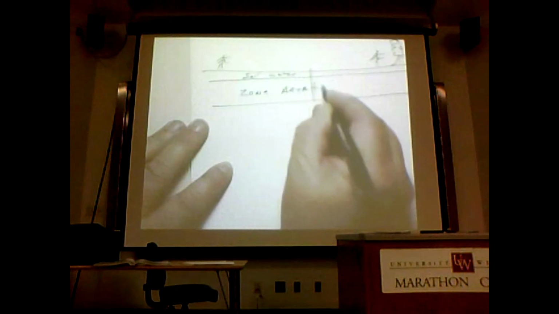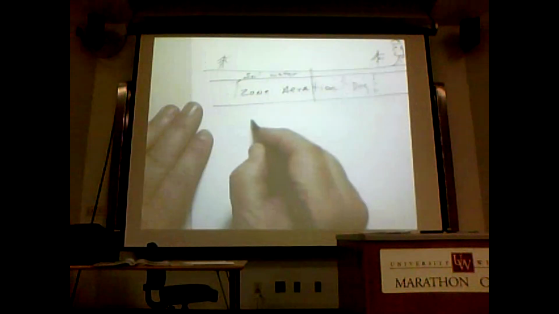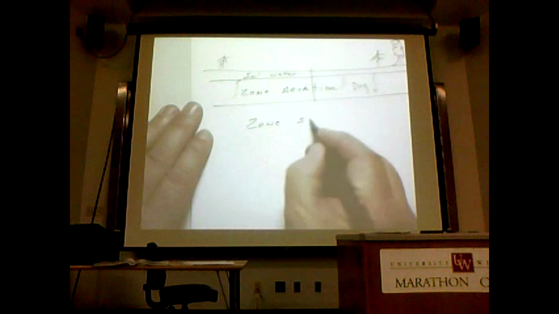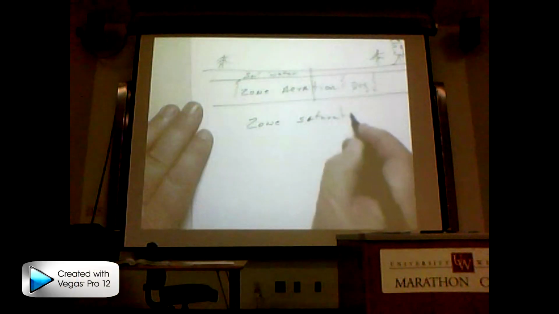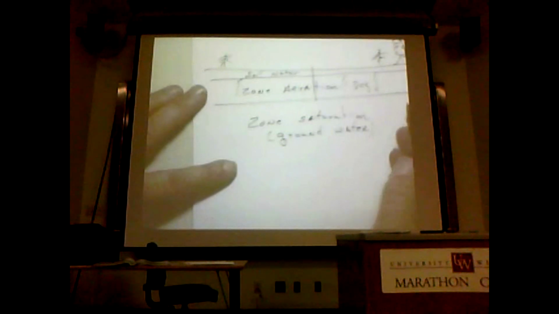Typically, the next layer is referred to as a zone of aeration. And this is basically a dry zone. Water filters on through the zone of aeration. Then we get into the zone of saturation. And this is truly the groundwater that you're searching for. This is what provides water for rural areas and small communities. The top of the zone of saturation is referred to as a water table.